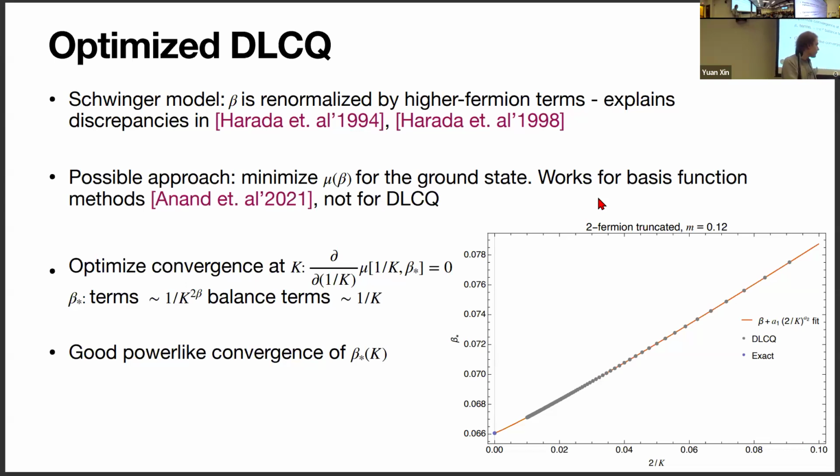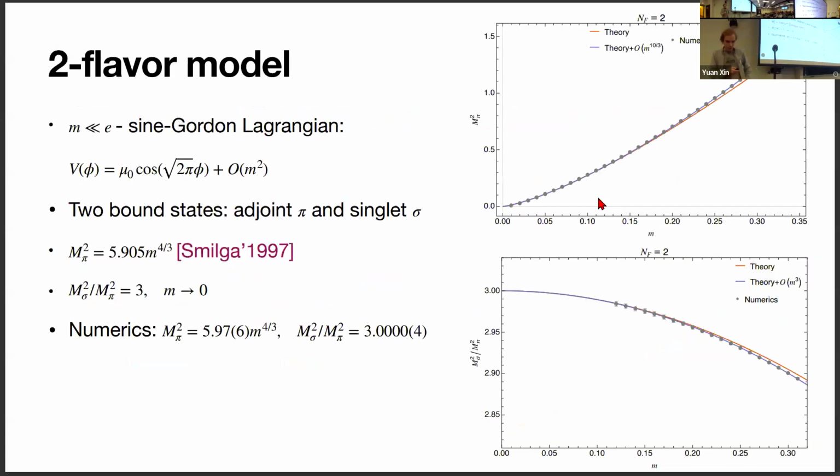Here we have the exact results, that is, infinite k, for the two-fermion sector. And in a wide range of cases, the DLCQ results can be fitted by a simple power law. So with this, we have a method to find beta. Now let's get to the results.